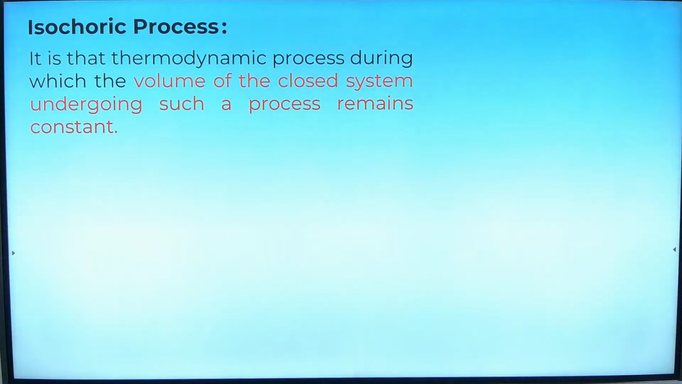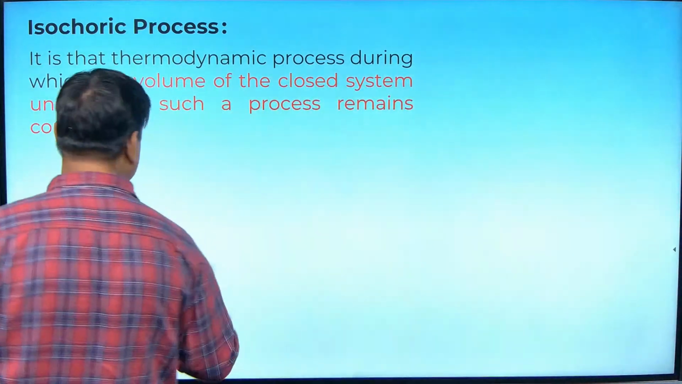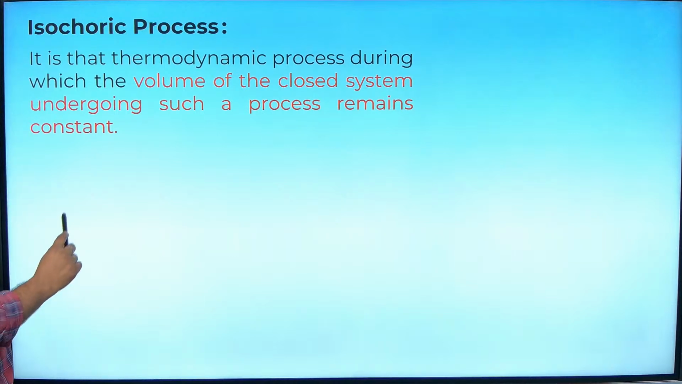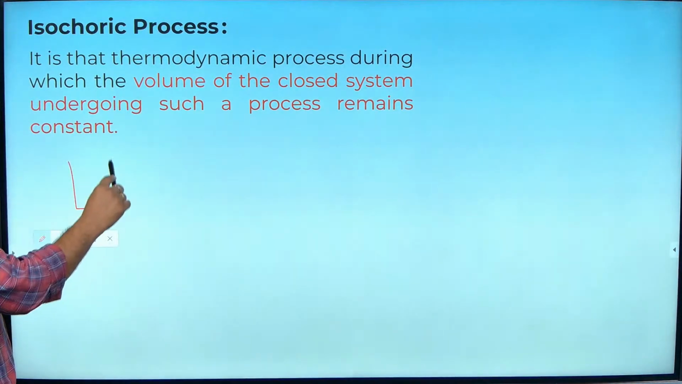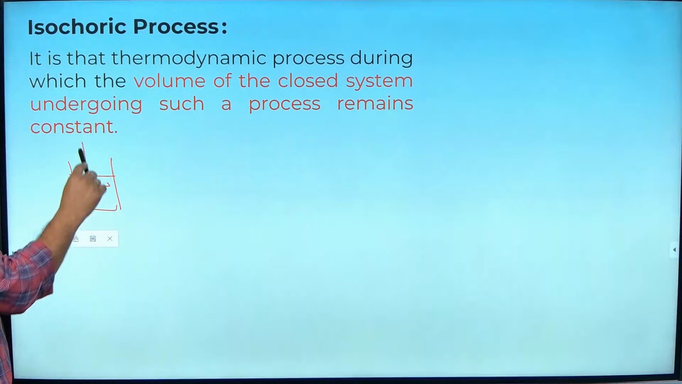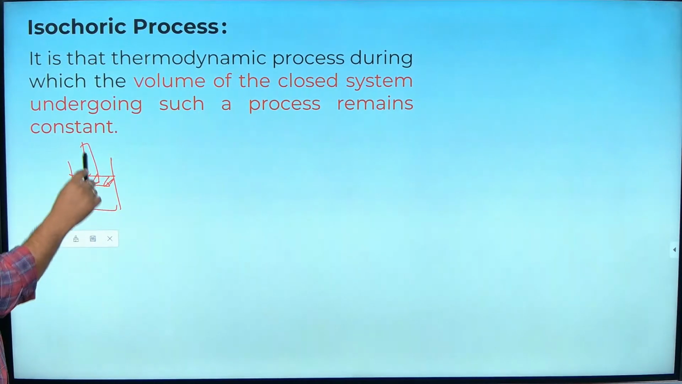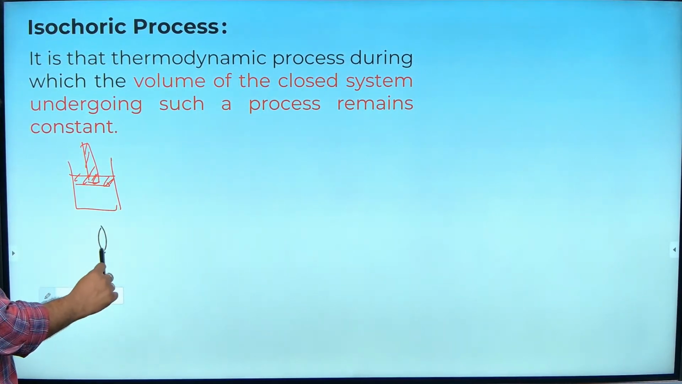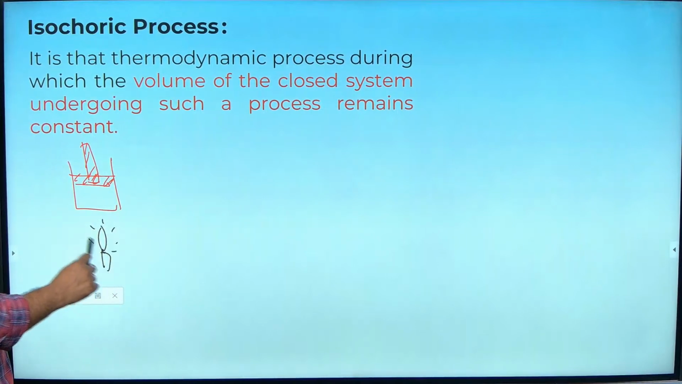So isochoric is the process in which the volume is kept constant. Very simple. Something like CV. What we are going to do? We are going to have a system. In this system, we are going to have a piston, and this piston will be a locked piston. It cannot move. What will happen? Whatever heat energy you supply, how will it be used? It will be used to change the temperature, internal energy, and the volume remains constant.